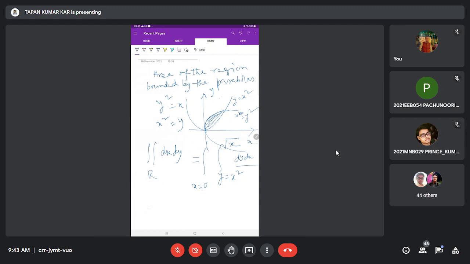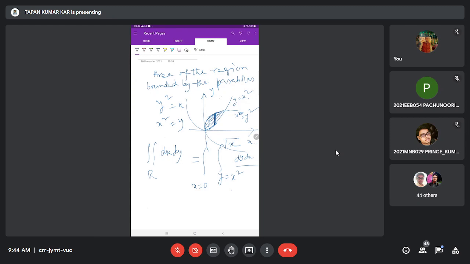Actually, y varies from any point on this curve to here. So at any point on this curve, y is equal to x square. And at any point on this other curve, y square equal to x, y equal to root x. So y equal to x square to root x, dy dx.